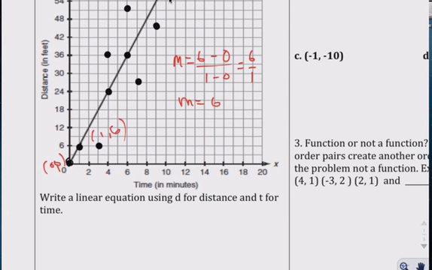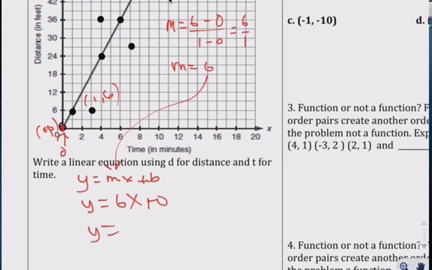Okay. Now you can use point slope for this if you want, or you can always do point slope, you guys. If a lot of you are having a hard time doing y equals mx plus b because there's a y-intercept, you use y equals mx plus b. m is this and b is 0. So y equals 6x plus the 0, or y equals 6x.